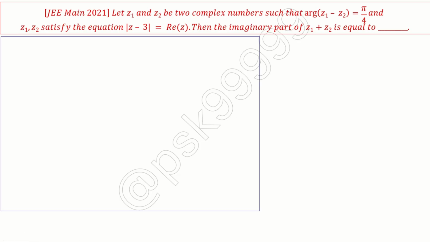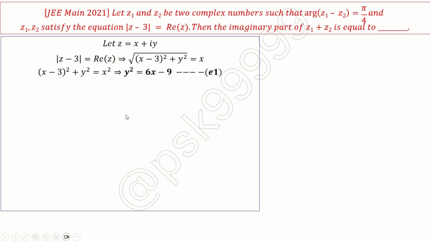So let's do it. Let Z equal to x plus iy, and Z satisfies the equation absolute of (Z minus 3) equal to real part of Z, which is nothing but square root of ((x minus 3) whole square plus y square) equal to x. Now, if I square and simplify, I get an equation y square equal to 6x minus 9. This is my main equation from this given equation. Z1, Z2 satisfy this equation. This is nothing but the equation of a parabola, right? So Z1, Z2 lie on this parabola because they satisfy this equation, correct?